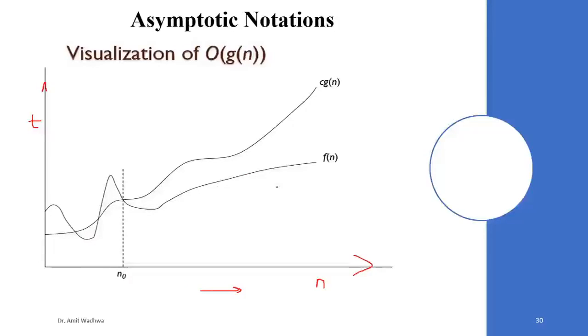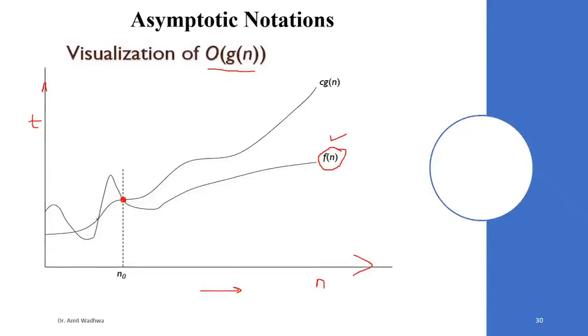So suppose for a particular algorithm, the running time is represented by this fn function, and the graph for that fn is like this one. And what is the big O of this particular fn function? Big O is basically a function multiplied by some constant, which after a particular input will always be greater than or equal to this fn function.